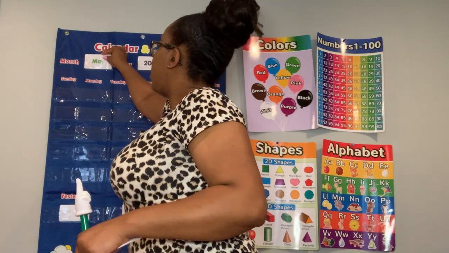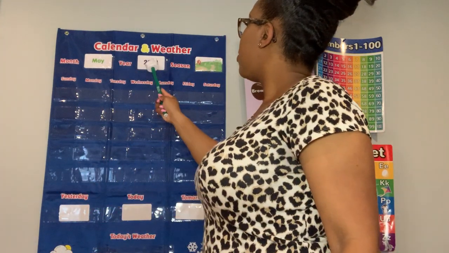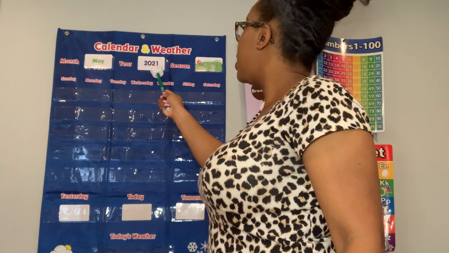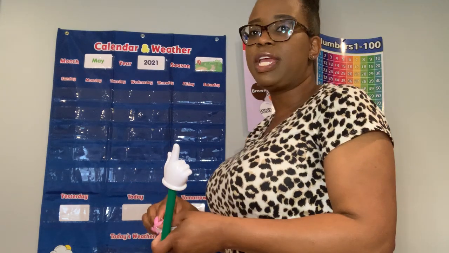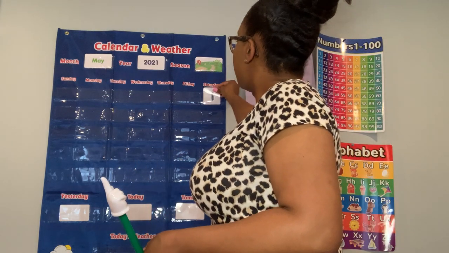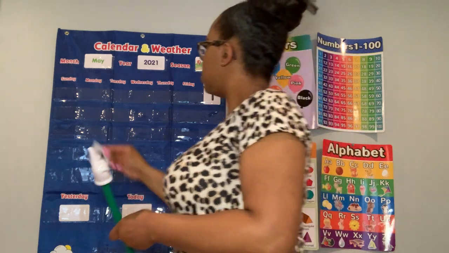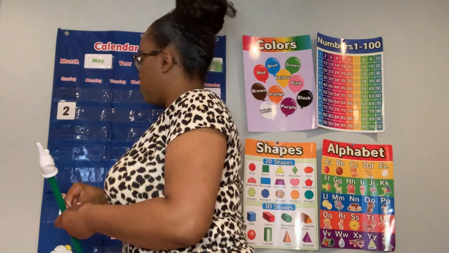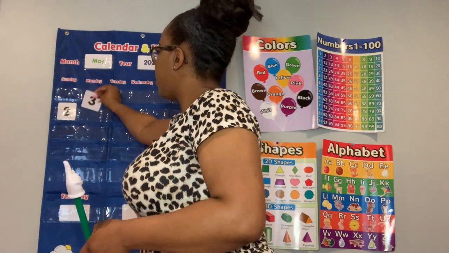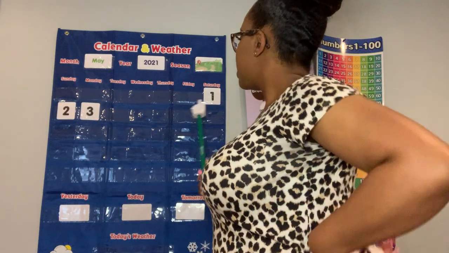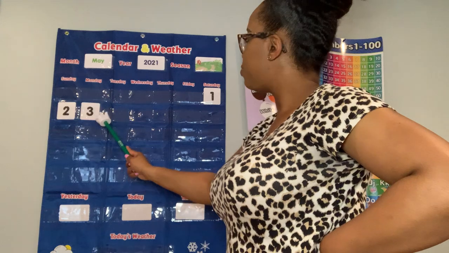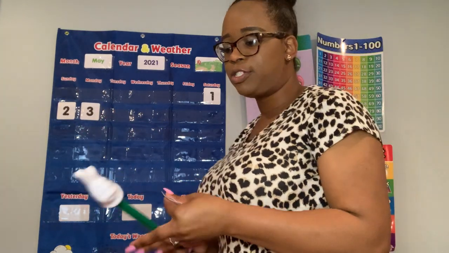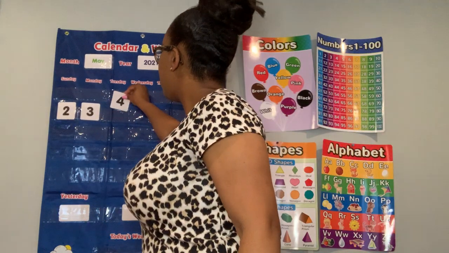So if we look here, we're going to see that we are in 2021, and we're still in the spring season. So while we were away over the weekend, May started. So we had one, two, three, and then we're gonna find out what today is. So let's count, ready? One, two, three, four. So today is May 4th.